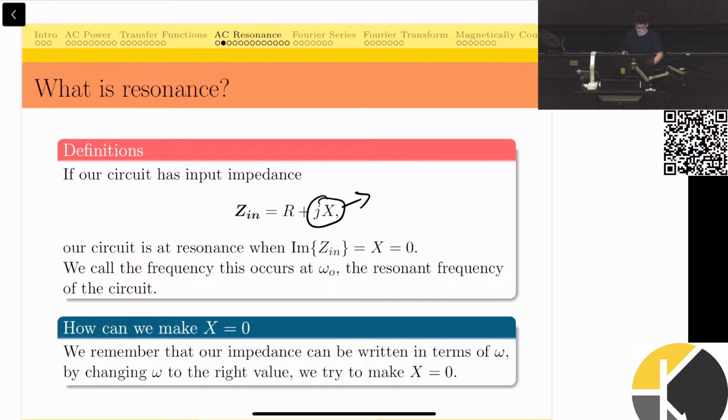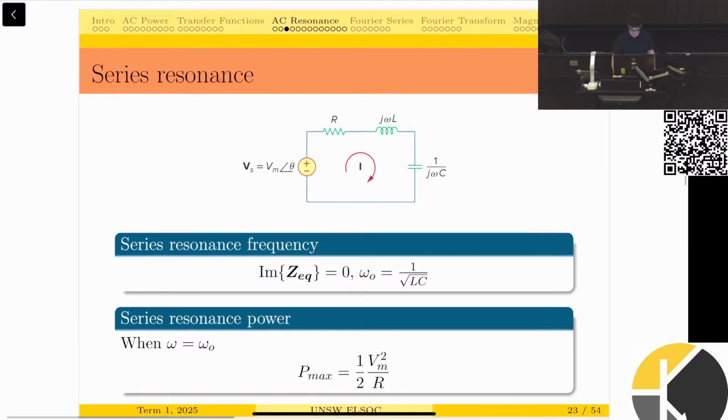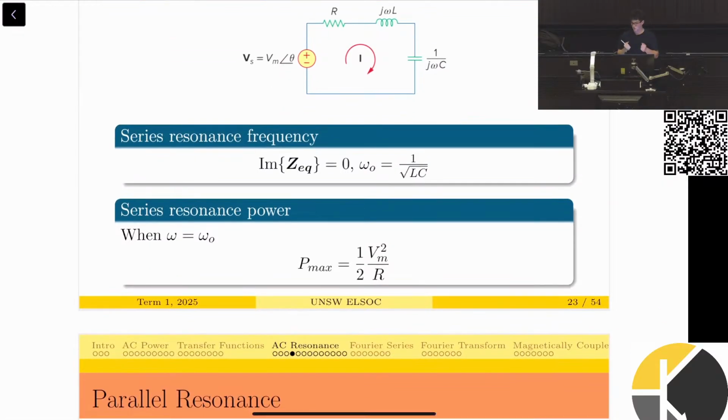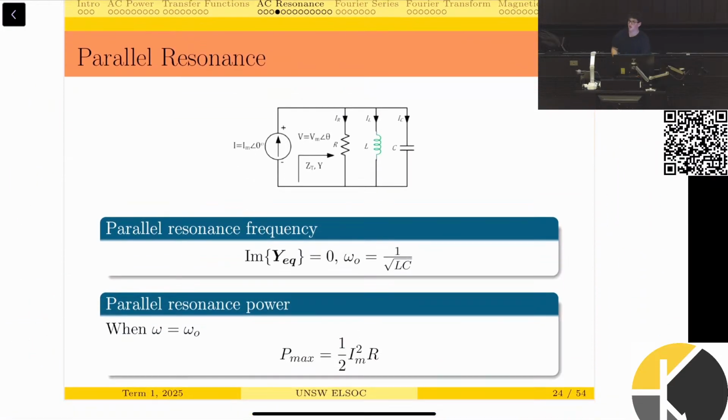There's a few special things about resonance. We'll go onto them. Okay, this is series resonance. It's the basic maths. You've all seen omega naught equals 1 on square root of LC before. And we also know that when we hit resonance, we get a maximum power, which you can see over here. Parallel is very similar. With this parallel problem, instead of using impedances, we use admittances, but the maths lines up the same.